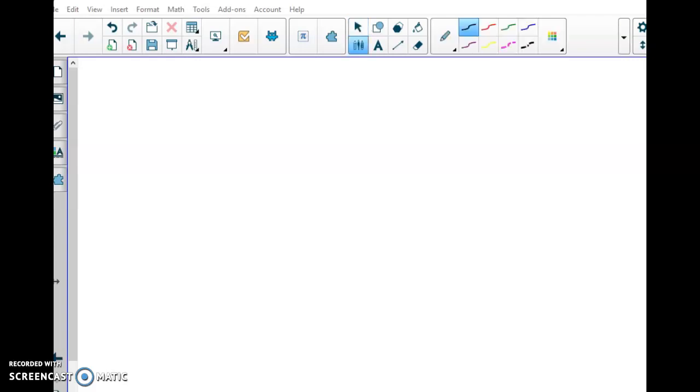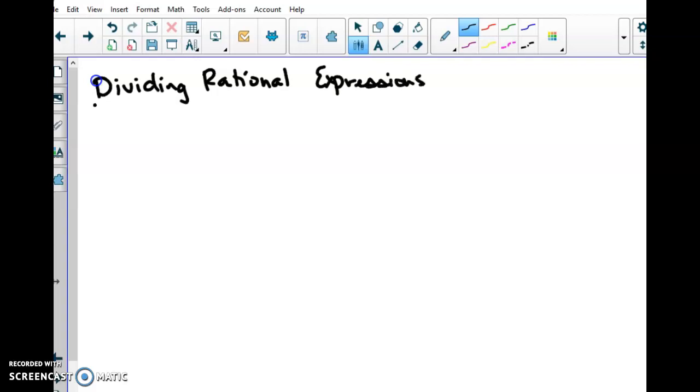After learning how to multiply rational expressions, we're going to be talking about dividing rational expressions. The reason being is because you need to talk about multiplication of rational expressions first, because division of fractions is really the multiplication of the reciprocal.